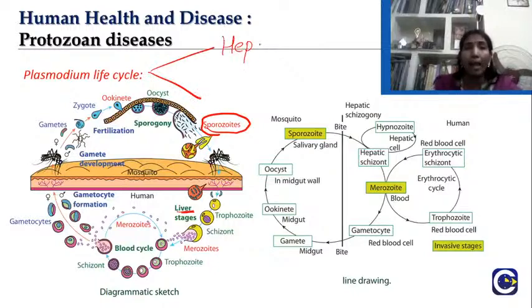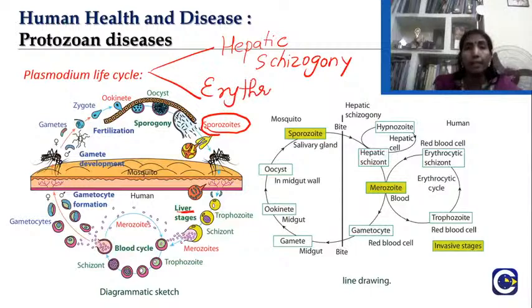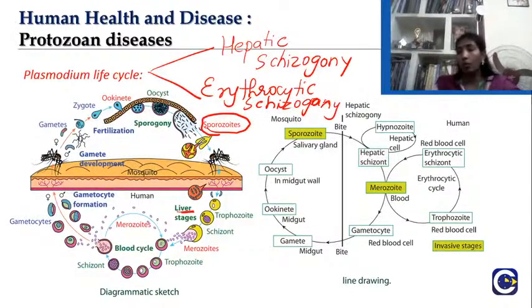One is called hepatic schizogony. Hepatic means, as I told, liver. Another one is called the erythrocytic schizogony. What are erythrocytes? The erythrocytes are the RBCs. So what is going to happen? They are going to affect the liver and the RBC.